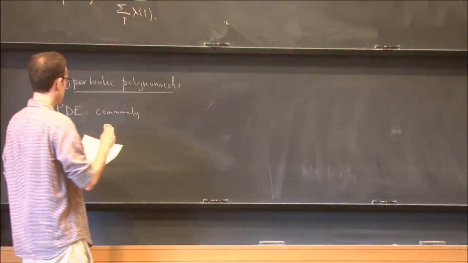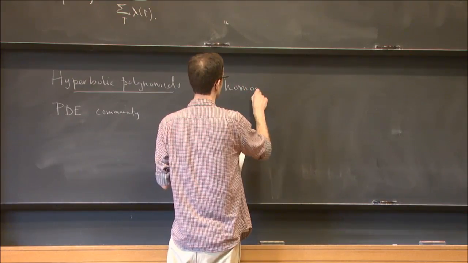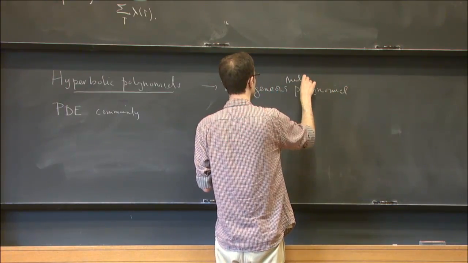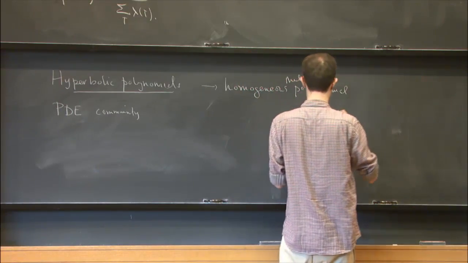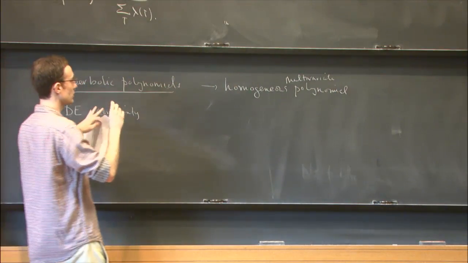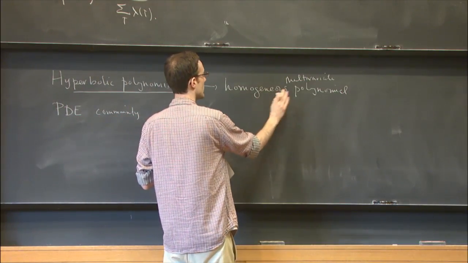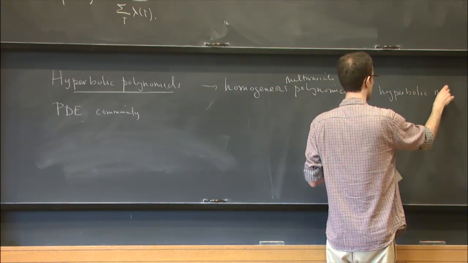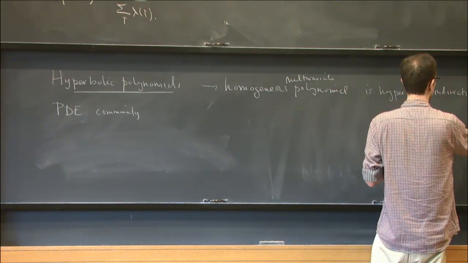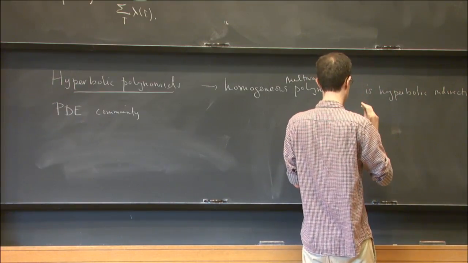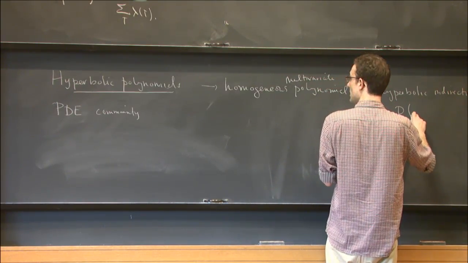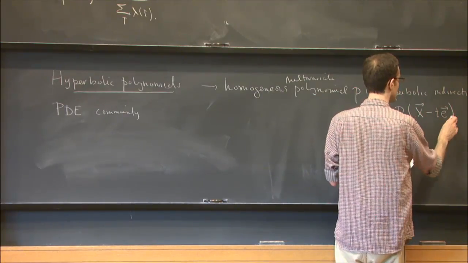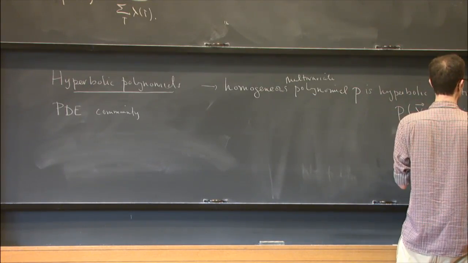So a hyperbolic polynomial is a homogeneous multivariate polynomial. A multivariate homogeneous polynomial P is hyperbolic in direction e if P of x minus te is real rooted for all x.